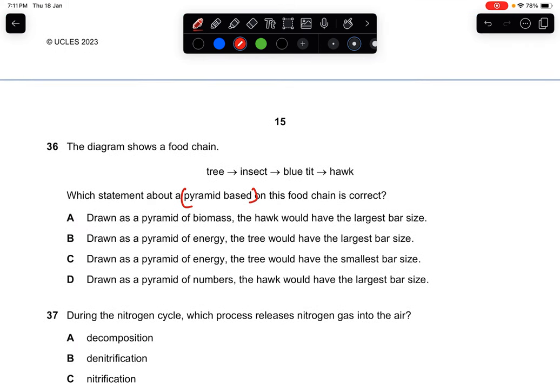Drawn as a pyramid of biomass, the hog would have the largest bar size. No, okay? Drawn as a pyramid of energy, the tree would have the largest bar size, correct. Drawn as a pyramid of energy, the tree would have the smallest bar size. Nope. Pyramid of numbers, the hog web. Nope. So the answer is only B. Why? Because in terms of energy, producers usually have the most energy. So the answer would be B.